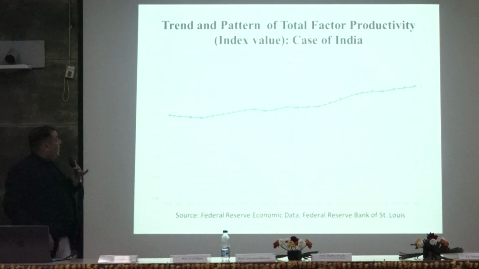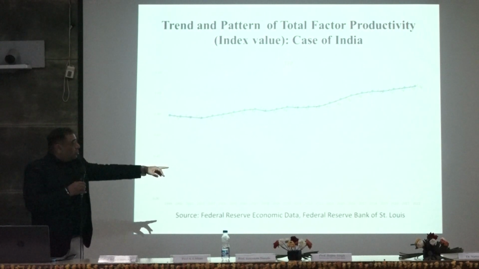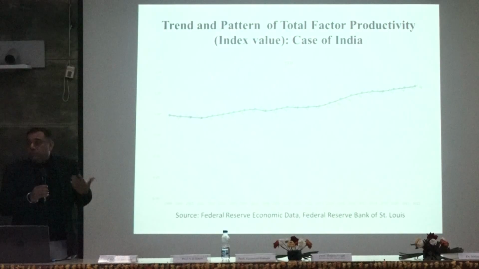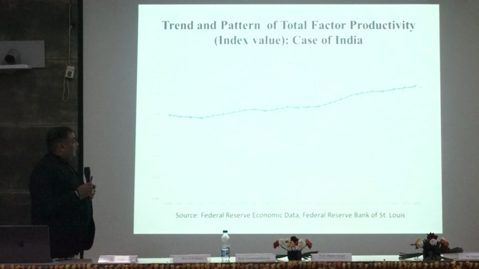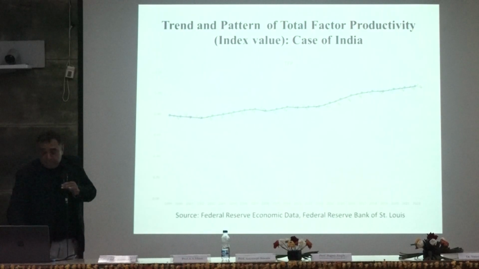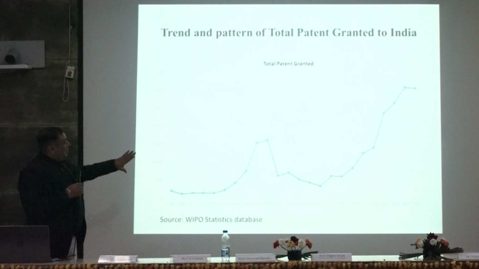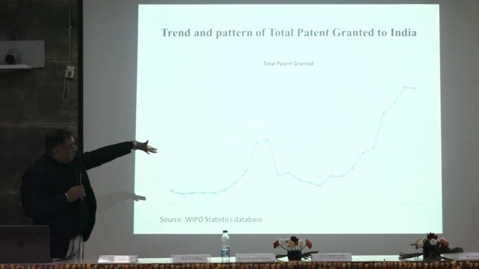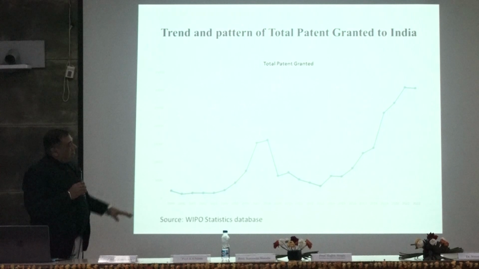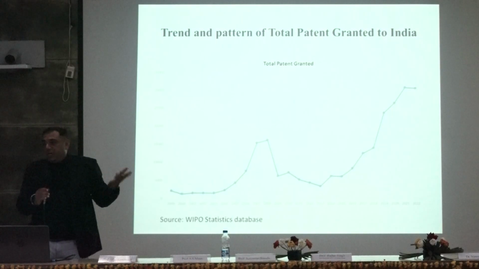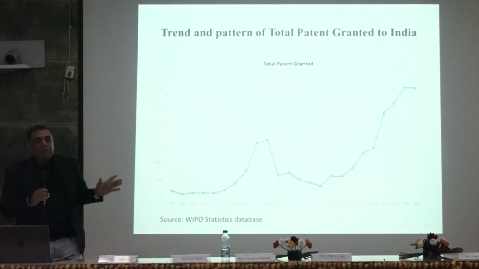Now, this is the trend pattern of total factor productivity in the case of India from 1999 to 2022. It's an increasing trend, a good sign, but we need to focus more. Then this is the trend pattern of total patents granted to India. It's increasing, especially from 2014. But when you compare this data with other countries like China and the USA, you will find we are lagging behind and we need to think more.